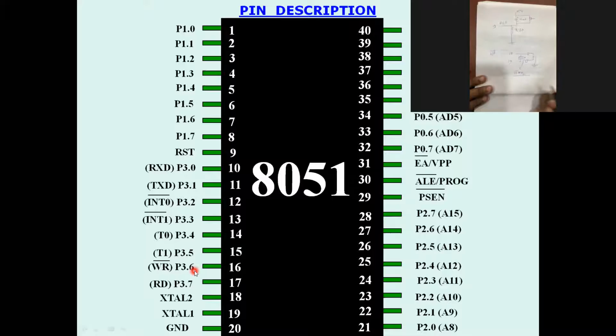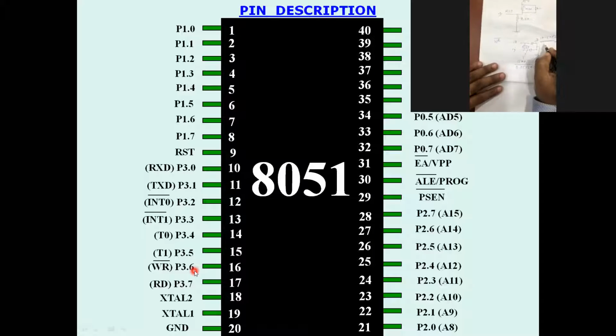Depending upon the IC, if it is an 89C51, then it will be 11.0592 megahertz. This capacitor is 10 to 50 picofarad, as I already told you at the time of architecture. But in general, for our practicals, we are using 33 pF.